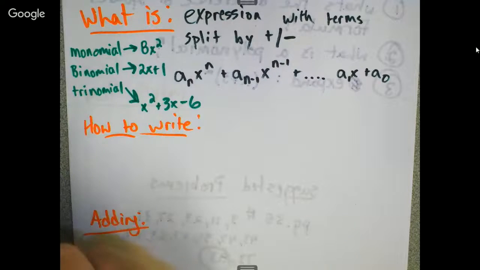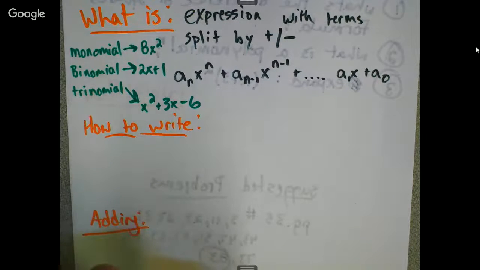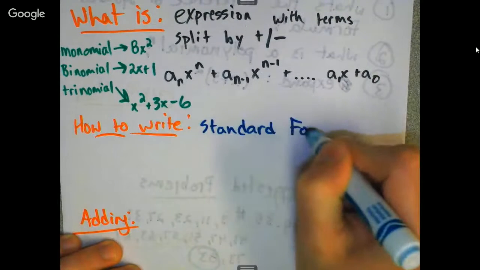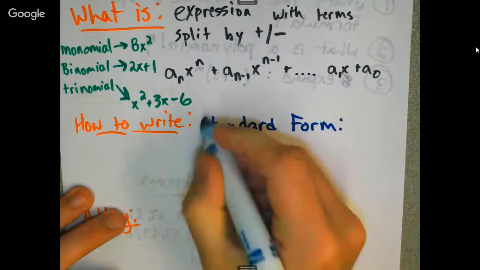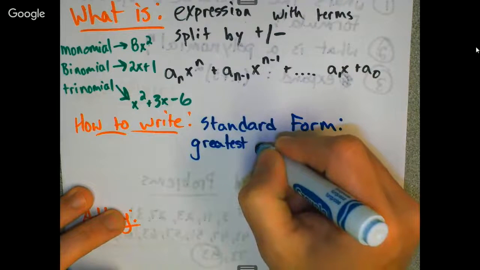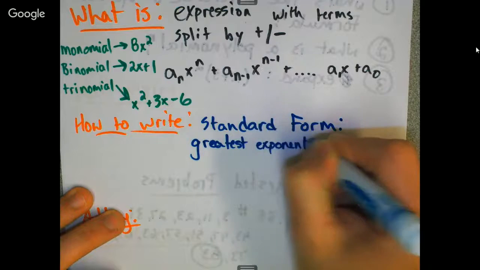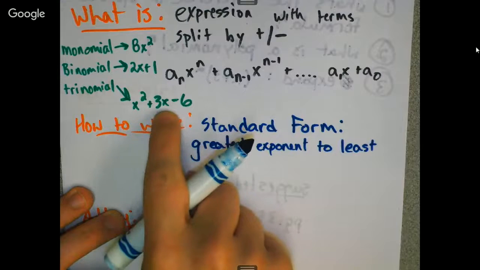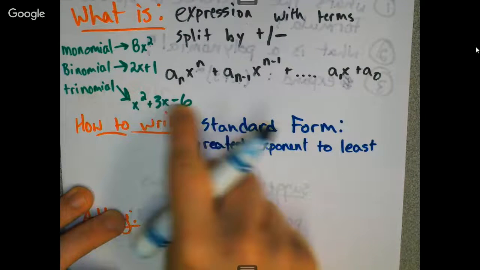Okay, so those are the three main that we're going to look at. And let's talk about how to write them. So we want standard form. That's how we want to write them, and that is from greatest exponent to least. Okay, so notice this trinomial right here has an exponent of 2, 1, and then 0.